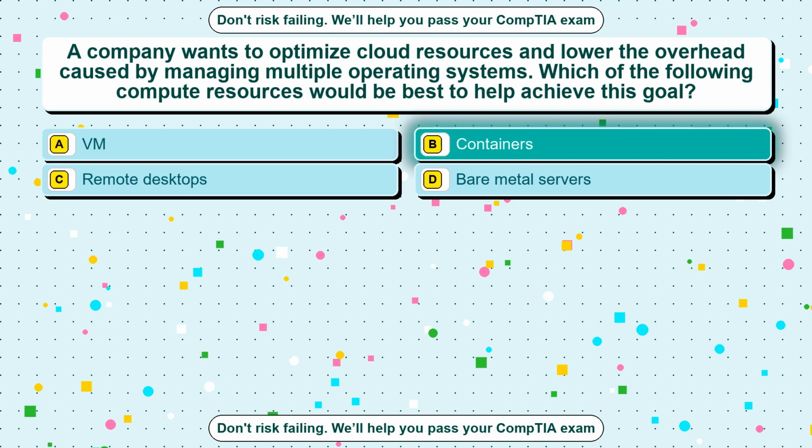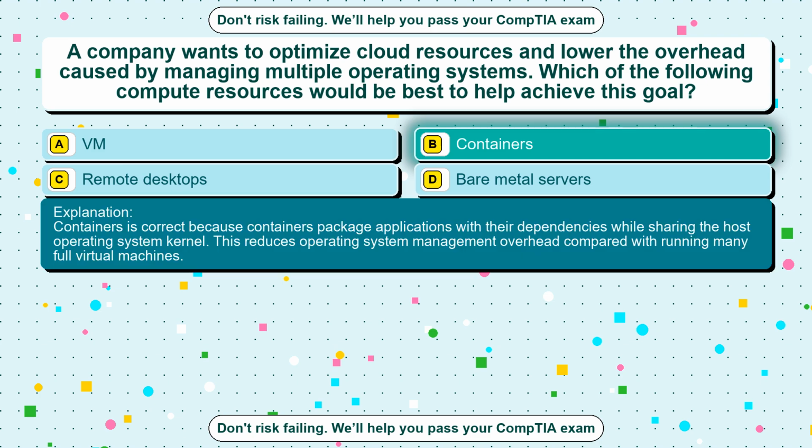The correct answer is option B. Containers. Containers is correct because containers package applications with their dependencies while sharing the host operating system kernel. This reduces operating system management overhead compared with running many full virtual machines.